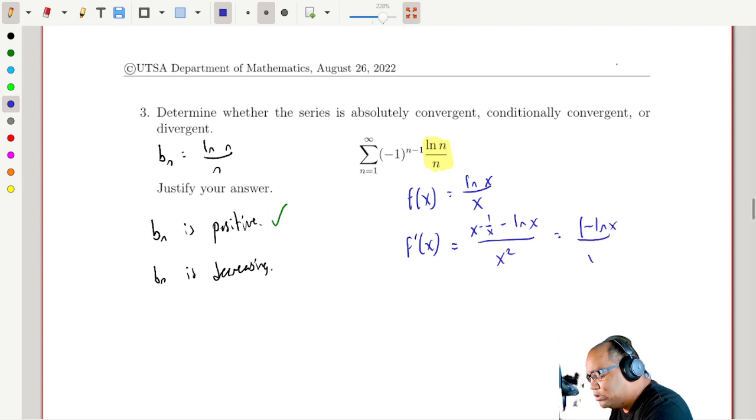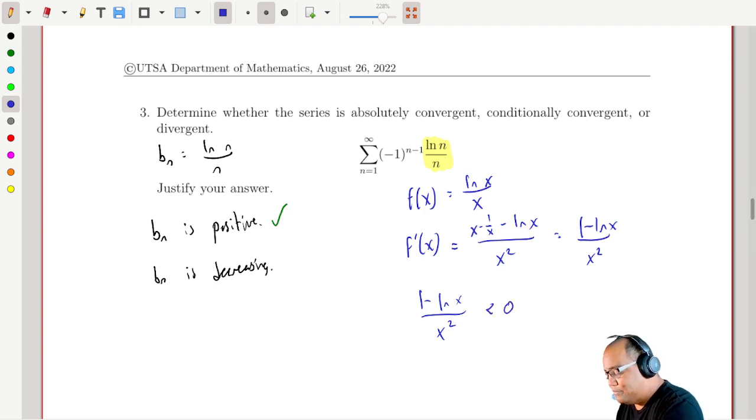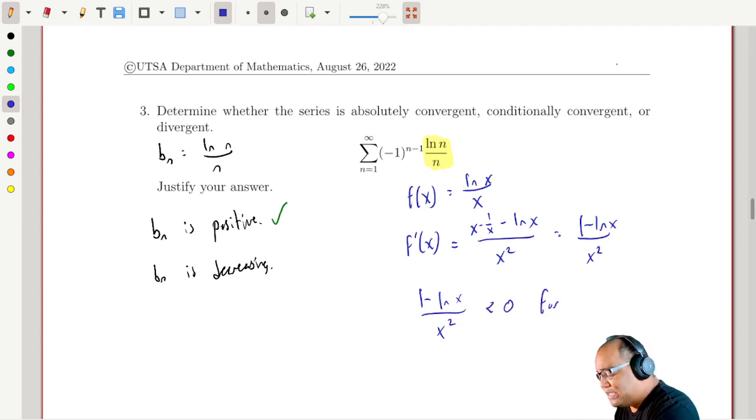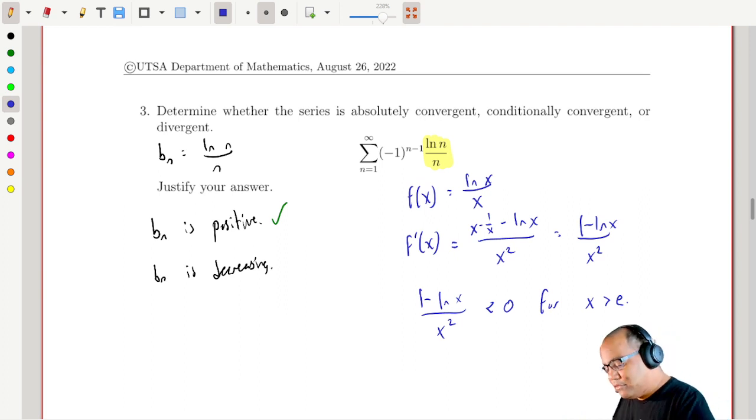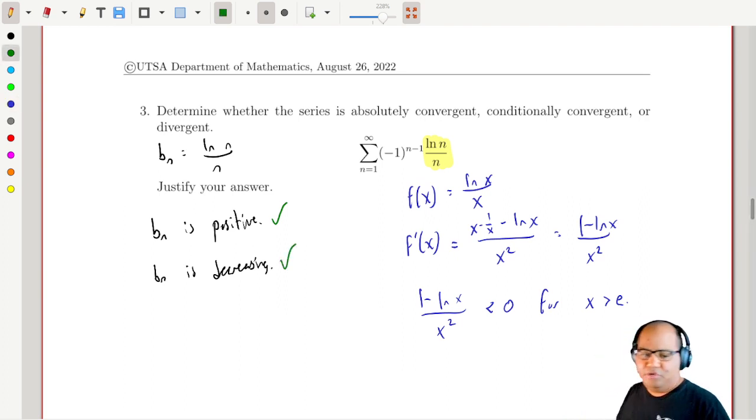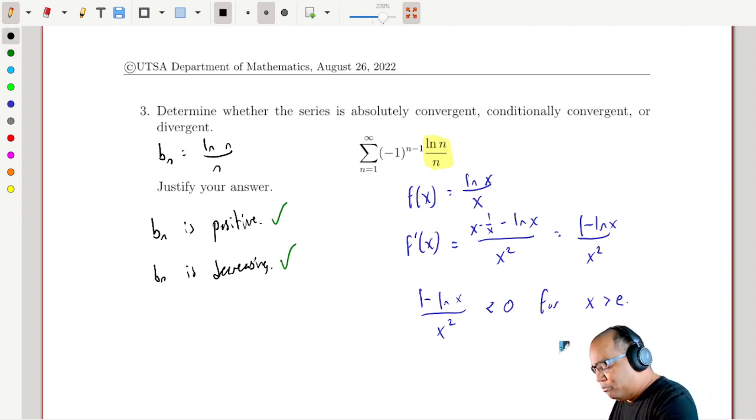We get 1 minus log x over x squared, and we want to see where this thing is decreasing. So we want to see where this is negative. In fact, it can be shown that this is negative for x greater than e. Log of e is 1, and for anything bigger than e, the log of x will be a positive number bigger than 1, and 1 minus something bigger than 1 is going to be negative. So this is decreasing eventually, so that's a check there, and a remark here again, f is decreasing.